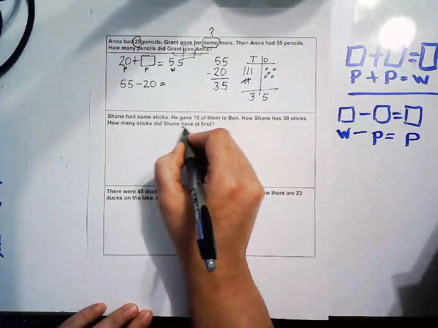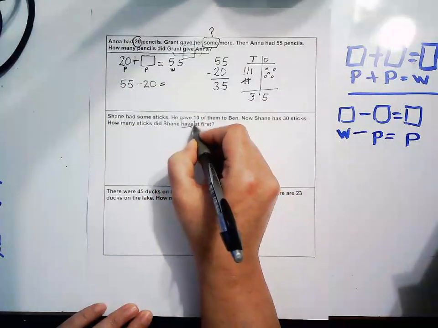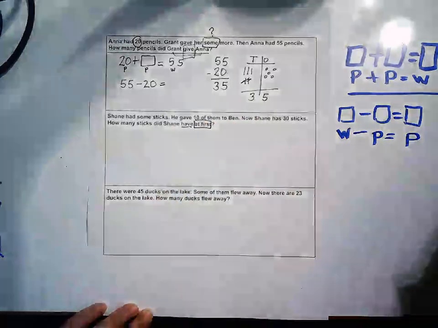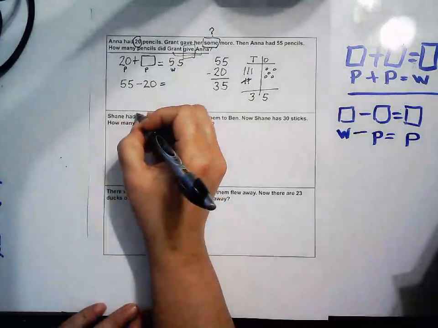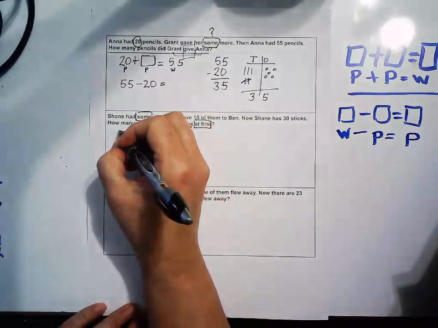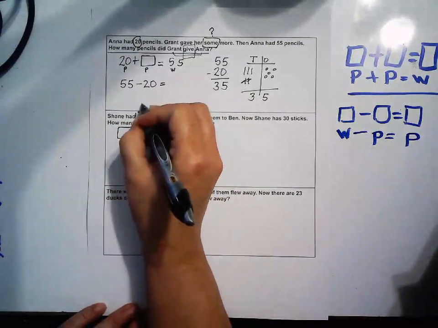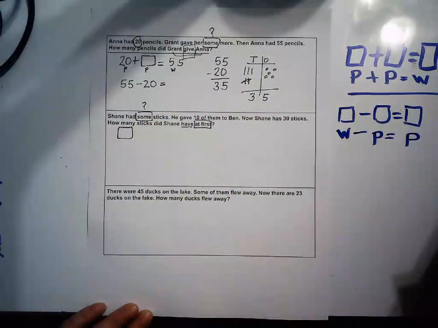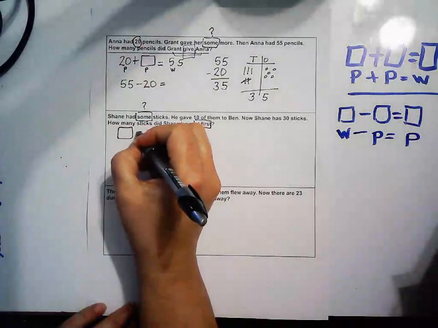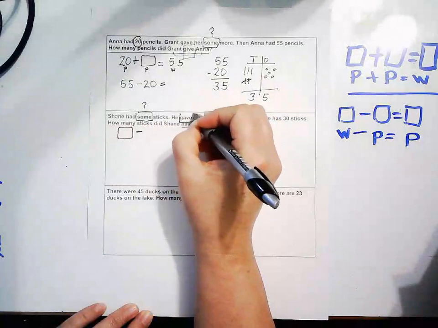So I'm looking at the verb here, and this at first is very important also. Okay, so now let's go back to the first sentence. Shane had some sticks. Does it tell me how many sticks he had? No, but here's the word some again. So that means that this some represents a number. I just don't know how much right now. He gave 10 of them away. That means that gave is my action word right here.